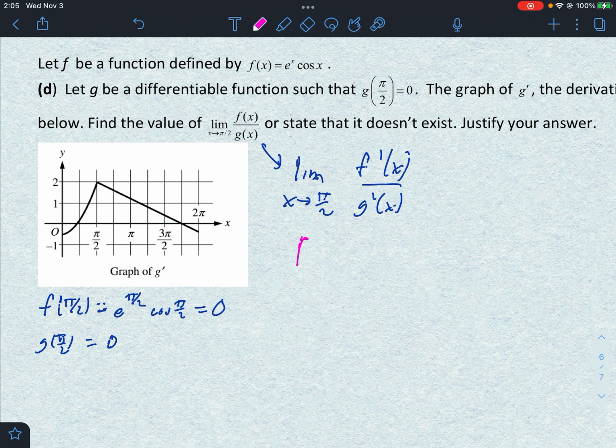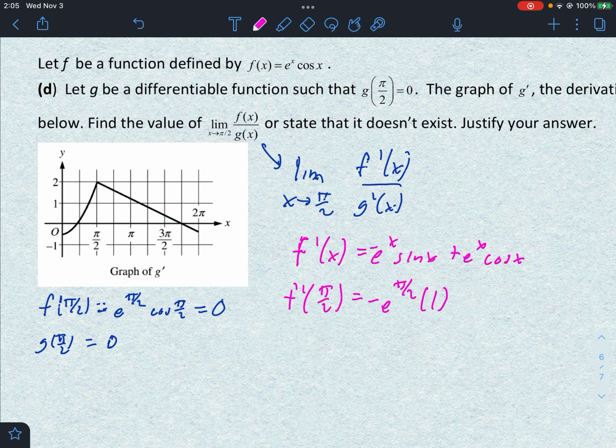So f prime of x would be e to the x times negative sine x plus e to the x cosine x. So f prime of pi over 2 would be negative e to the pi over 2 times 1 plus e to the pi over 2 times 0. So that would just be negative e to the pi over 2.